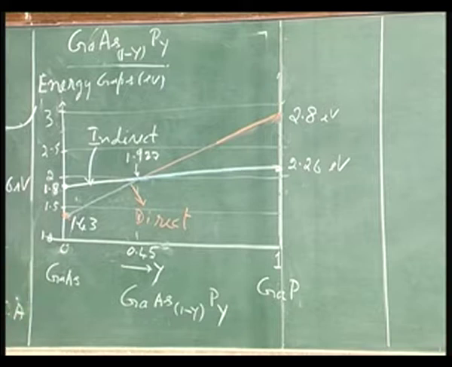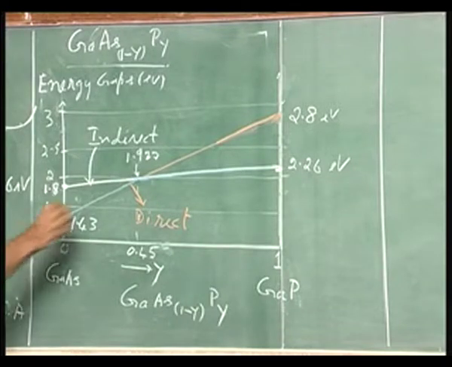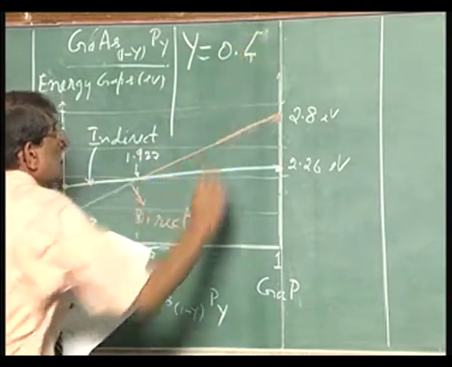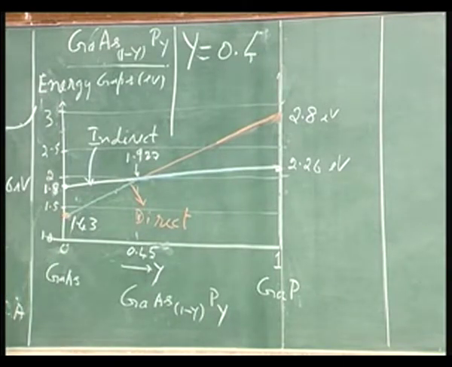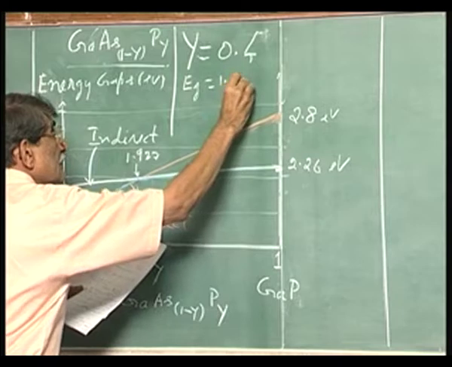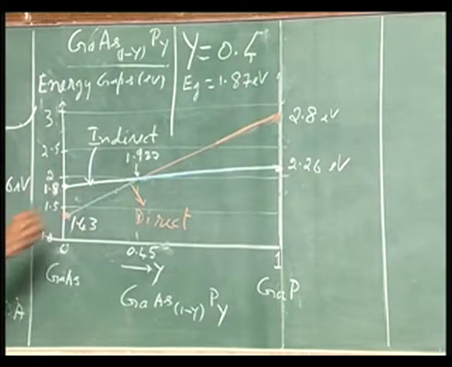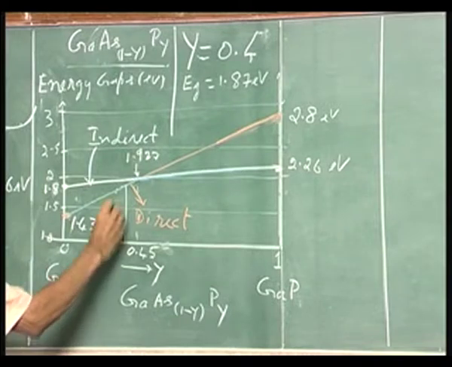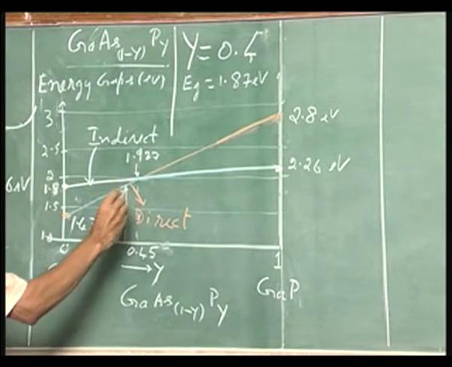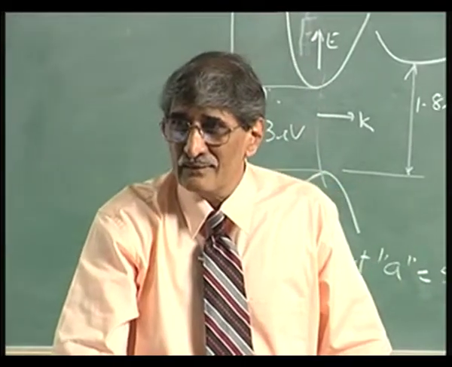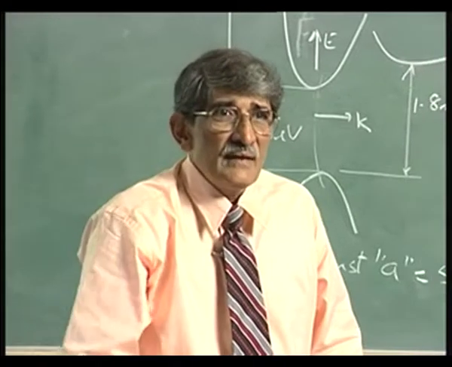So, what people have done is they have made use of y equal to 0.4 somewhere here. Okay, y equals 0.4, gallium arsenic phosphide. If you take that, it gives you Eg equal to 1.87 electron volts, direct band gap. You make a p-n junction diode with that, it can be used under forward bias, it can be used as a light emitting diode.